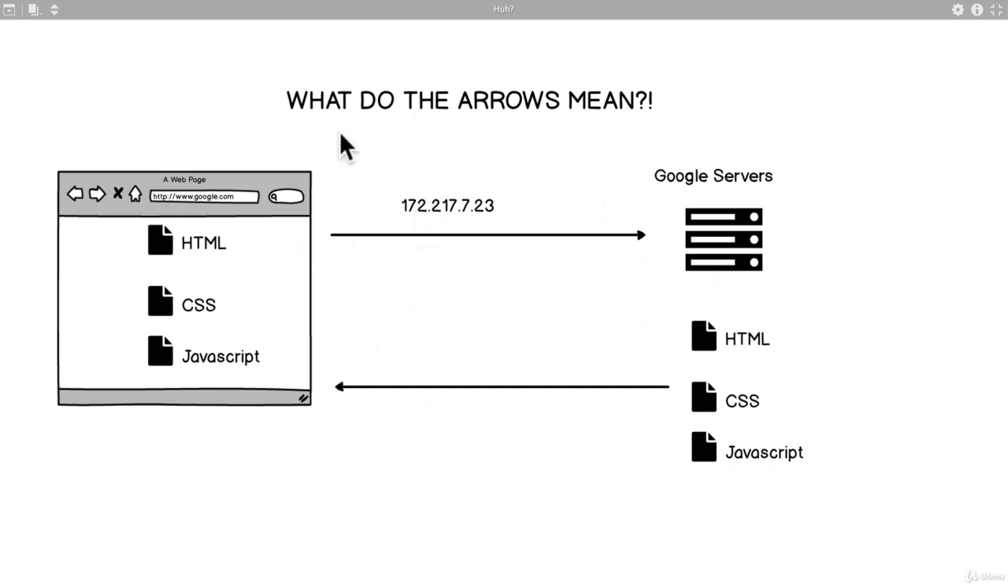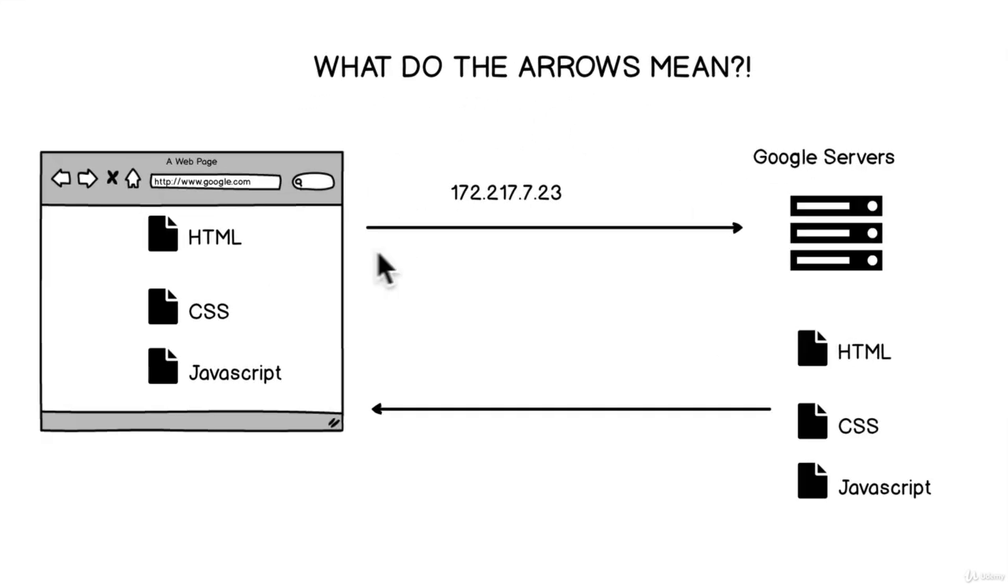But some of you may have had a question: what do the arrows mean? I mean, it's kind of like magic, right? I just told you that we send off the IP address to the servers, and the server responds with some files, but this is just magic. What do these arrows mean? So we're going to talk about that in this lesson.